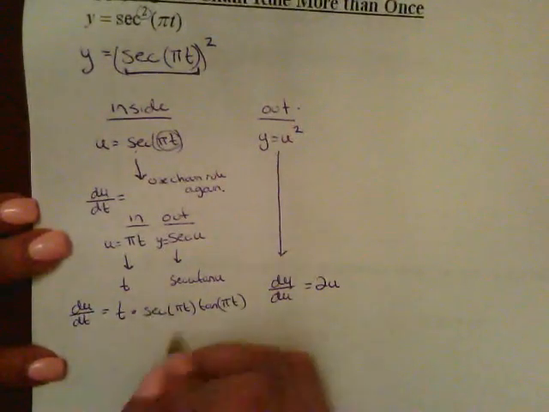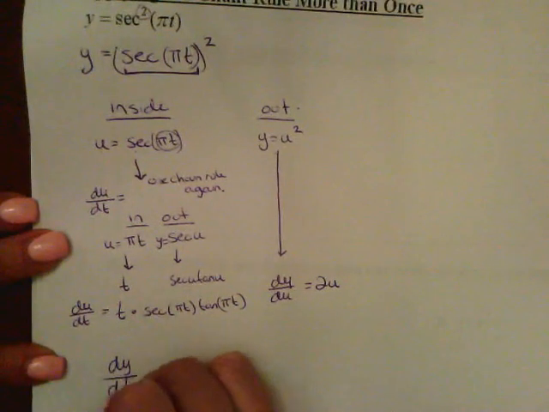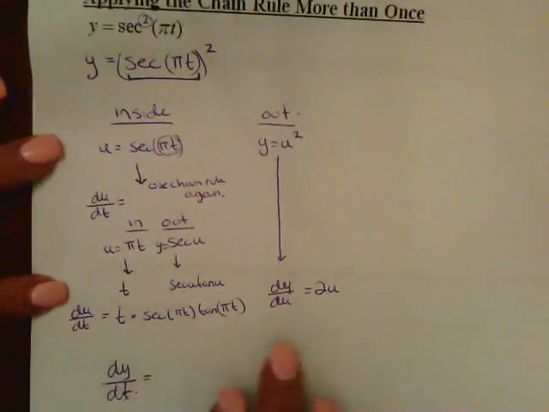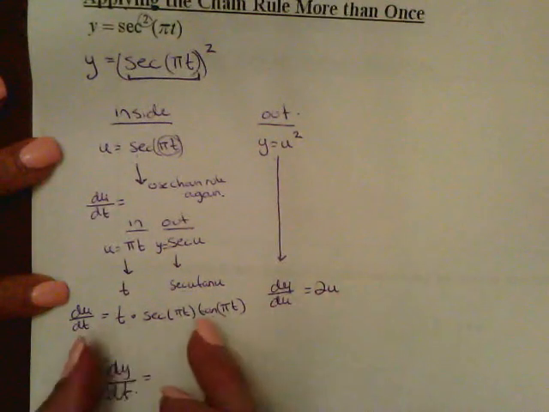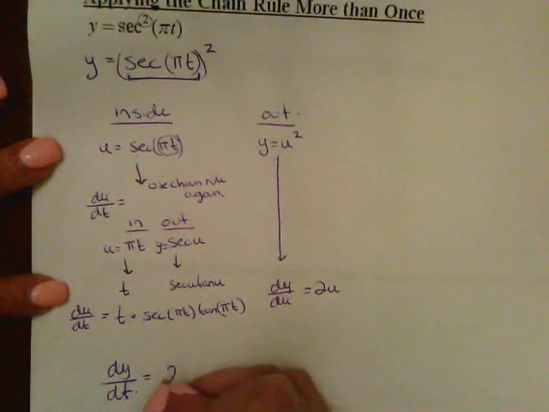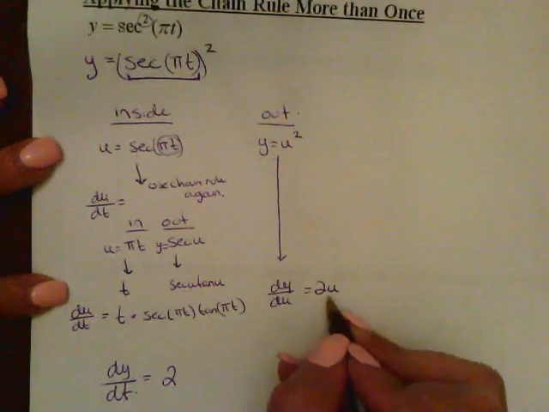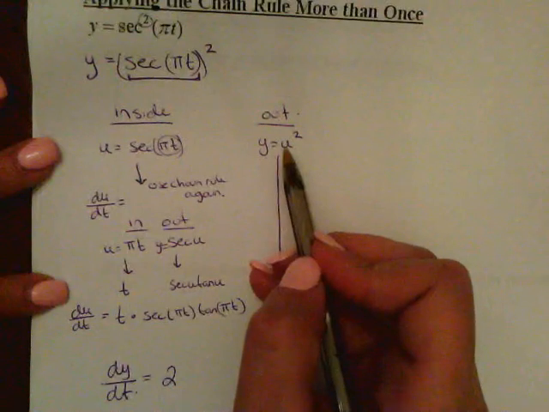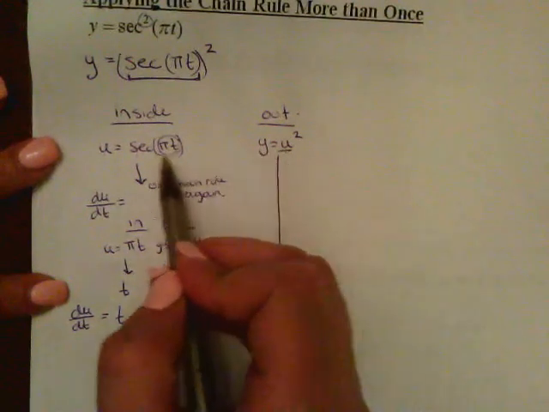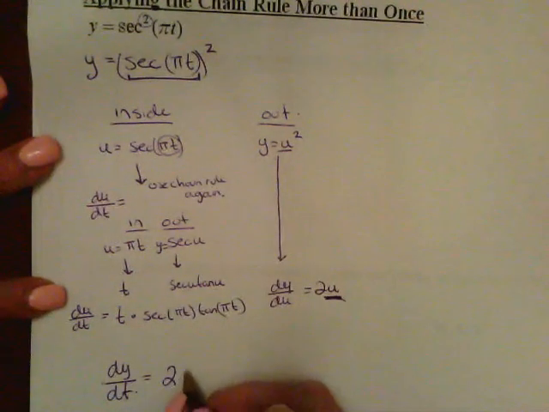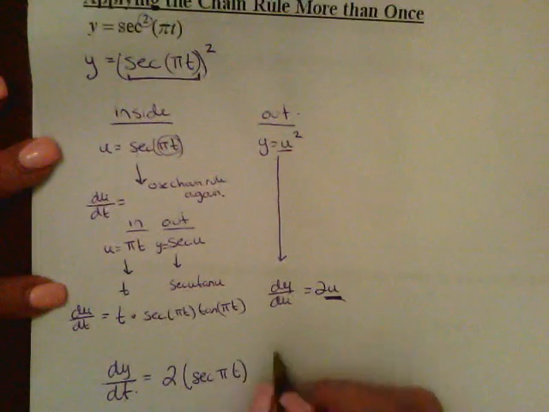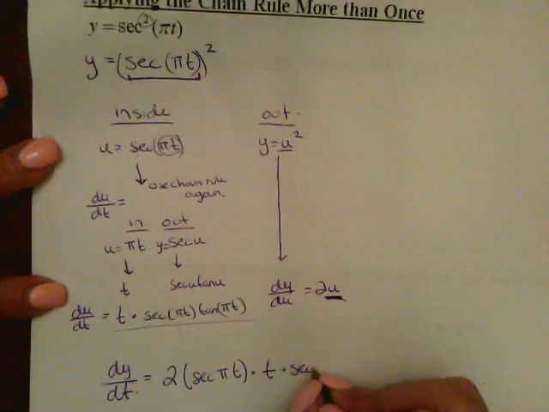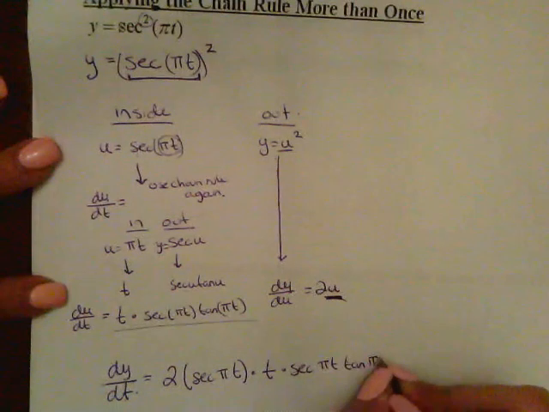And now we can find our dy dt. The reason it's not dy dx is because we don't have an x in the problem, we actually have a t. So our dy dt is going to be our dy du times our du dt. So it's going to be 2u. But which u is that? This u comes from that guy right there, right? And that u came from secant of pi t. So that u is going to be secant of pi t times all of this. Pi times secant of pi t tan of pi t.